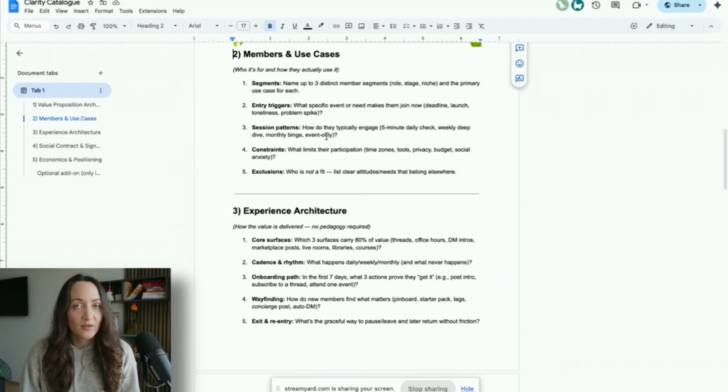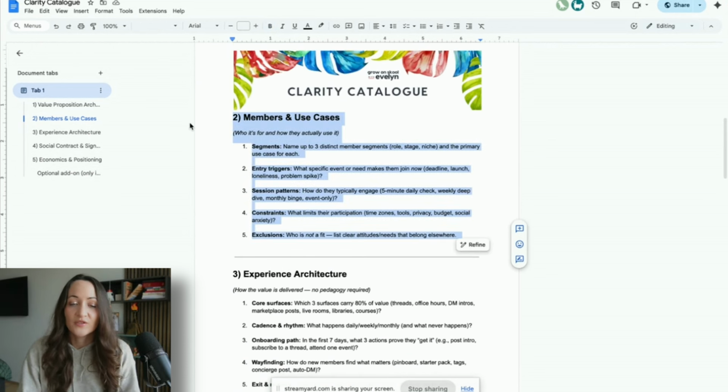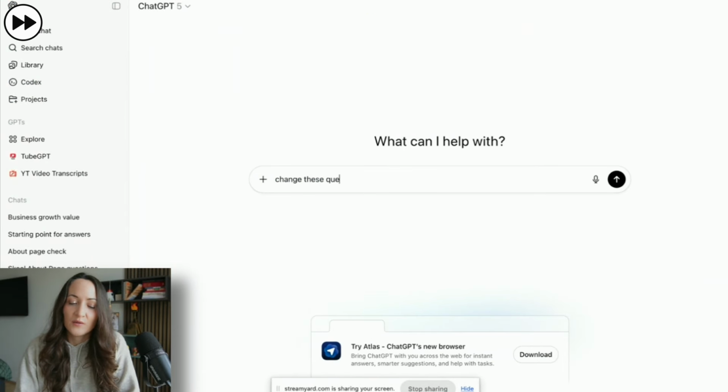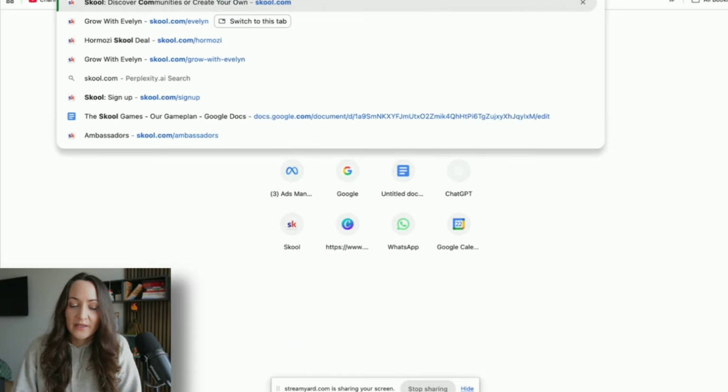And if you struggle to answer some of these questions because you're like, I'm not sure what this is all about, you do the same as I did before. You take it to ChatGPT and you ask it to break it down simpler for your specific community, right? So you can also just head there and say, change these questions to be simpler and specific to my community, right? So if you're struggling to answer this, just make it easier for yourself.